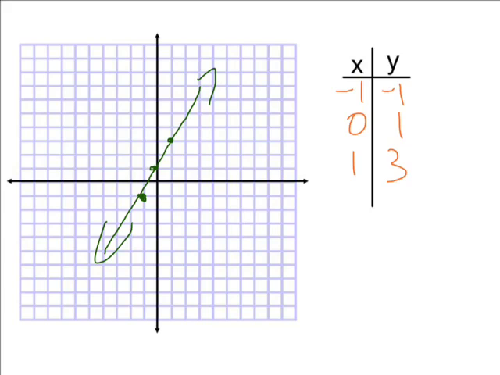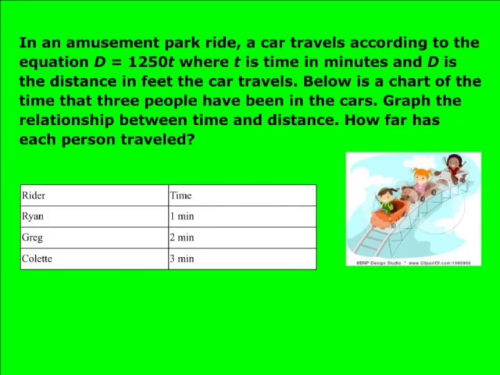Now let's take a look at a word problem. This word problem says that in an amusement park ride, a car travels according to the equation d equals 1,250t, where t is time in minutes and d is the distance in feet the car has traveled. What that's saying, first of all, is we're going to be using this equation, and the d represents the distance the car has traveled, and t is the time in minutes. So we're going to multiply 1,250 feet per every minute.